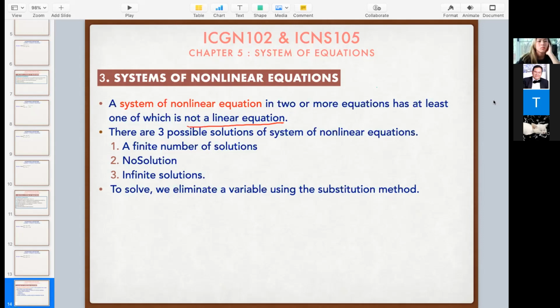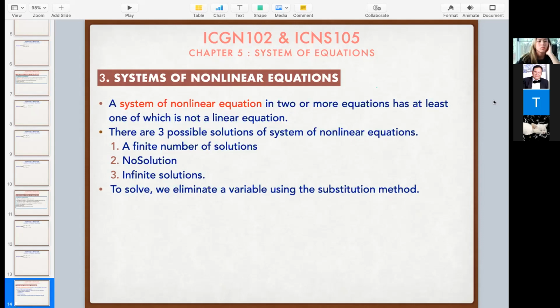In order to solve a system of nonlinear equations, we have to eliminate a variable using the substitution method. It's similar to what we did with linear equations. We find x in terms of y, and then substitute that x into the other equation. When we get the answer, we back substitute into the equations, and finally we check the answer.